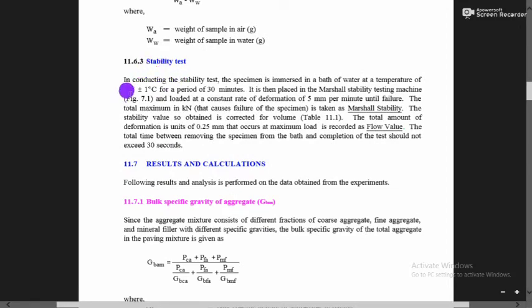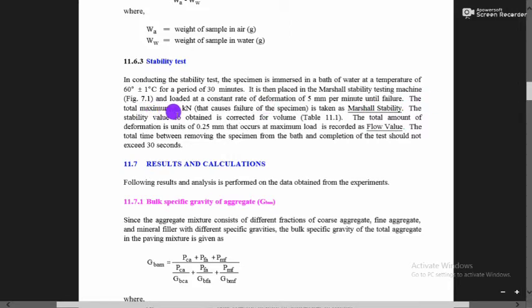11.6.3 Stability test. In conducting the stability test, the specimen is immersed in a bath of water at a temperature of 60 centigrade for a period of 30 minutes. It is then placed in the Marshall stability testing machine, figure 7.1, and loaded at a constant rate of deformation of 5 mm per minute until failure.